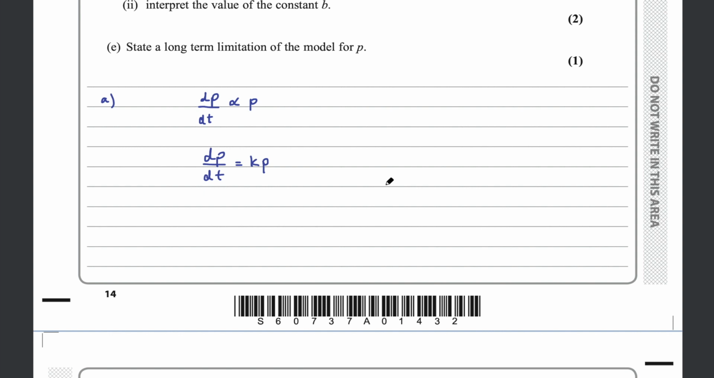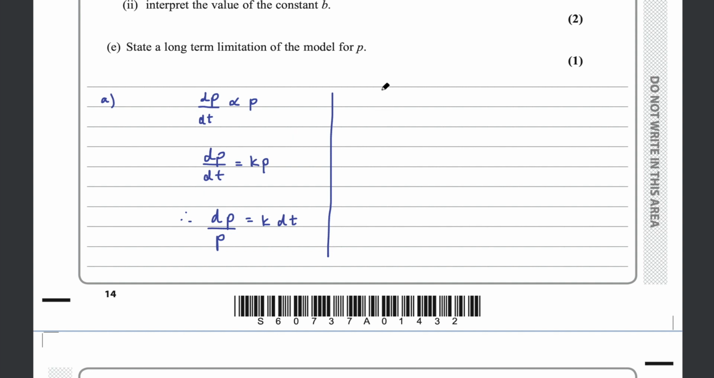So firstly, what I'm going to do is rearrange this so I have the p's on the left hand side and then the k and the dt on the right hand side. So therefore we can say that the derivative of p divided by p, so I've just divided by p on the left and then multiplied by dt on the right. So we get the derivative of p over p equals k dt. Then what we can do is take the integral of both sides. If you do the same thing to both sides of the equation, it's still equal.